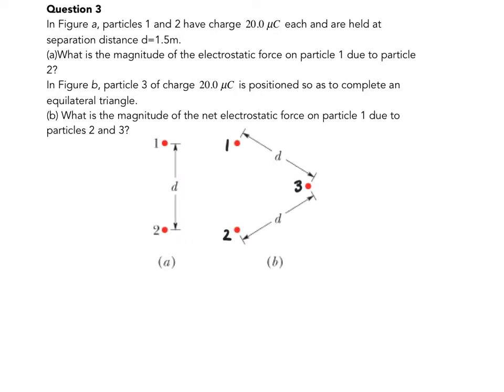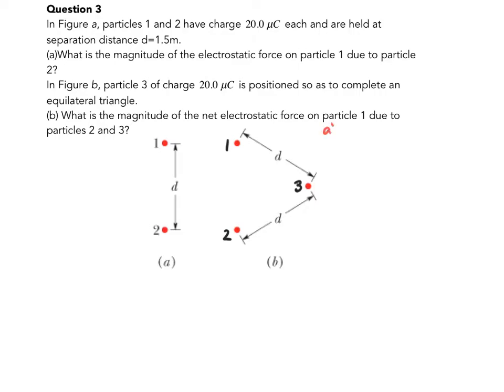This question has a couple of parts. In figure A, we have particles 1 and 2, each with 20 microcoulombs of charge. They're separated by 1.5 meters, so D is equal to 1.5 meters. And we're asked to find the electrostatic force on particle 1 due to particle 2. And in the second question, we're asked to find the magnitude of the net electrostatic force on particle 1 due to particles 2 and 3. So we can be a bit clever with that second part of the question, but we'll solve question A first.